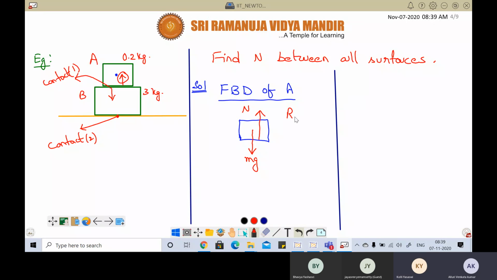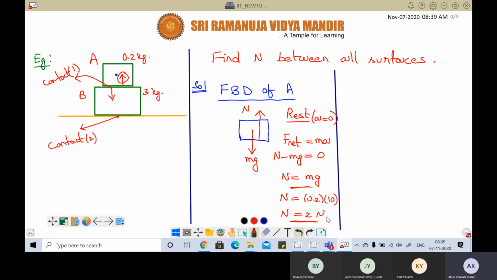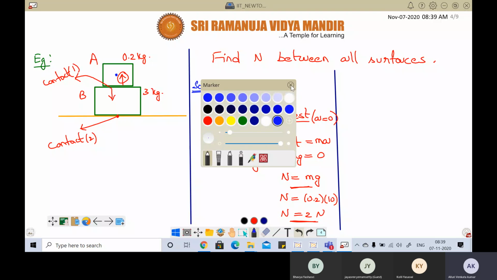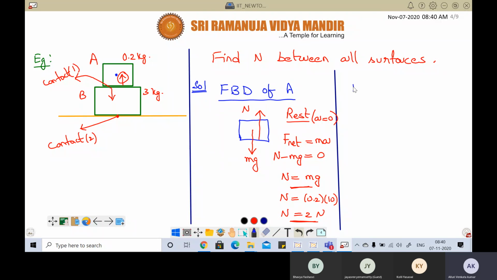Now is the body at rest or not? Rest, sir. So acceleration is 0, so F net equal to 0. What is F net? How can you write it? N minus mg, so N is equal to mg. M is how much? 0.2, g is 10. So that is equal to 2 newtons. N is okay. Next, after this, let us see the free body diagram of block B.